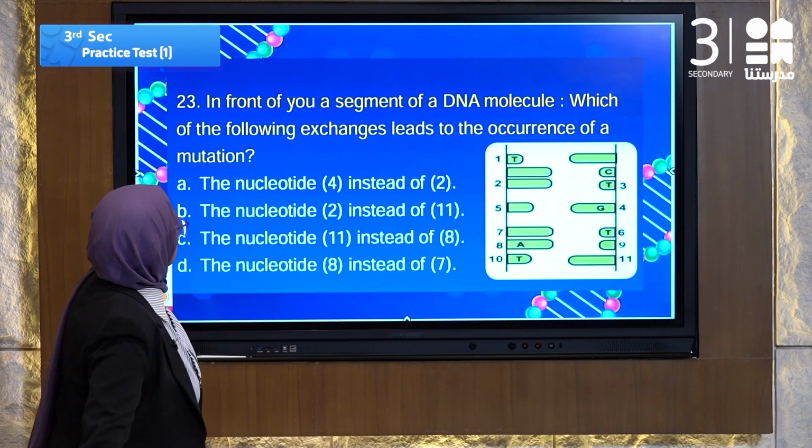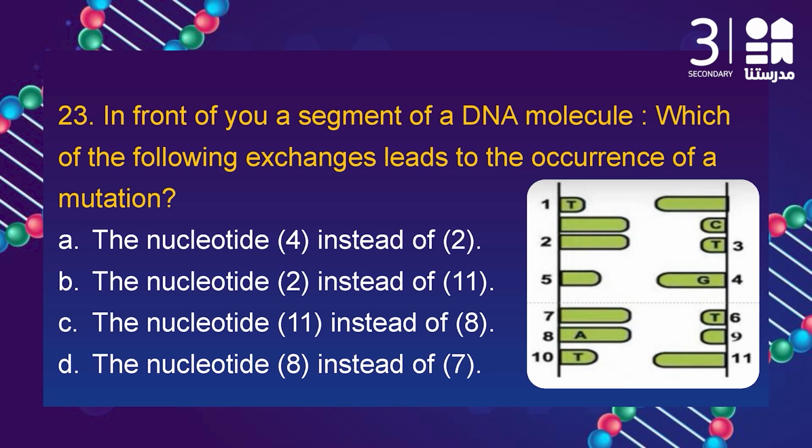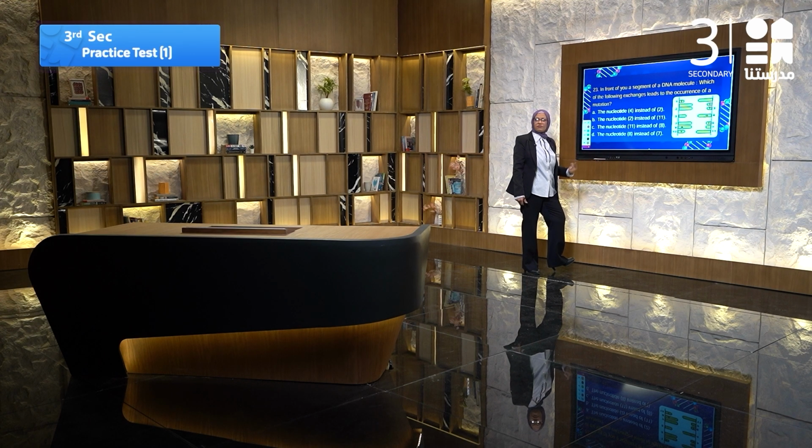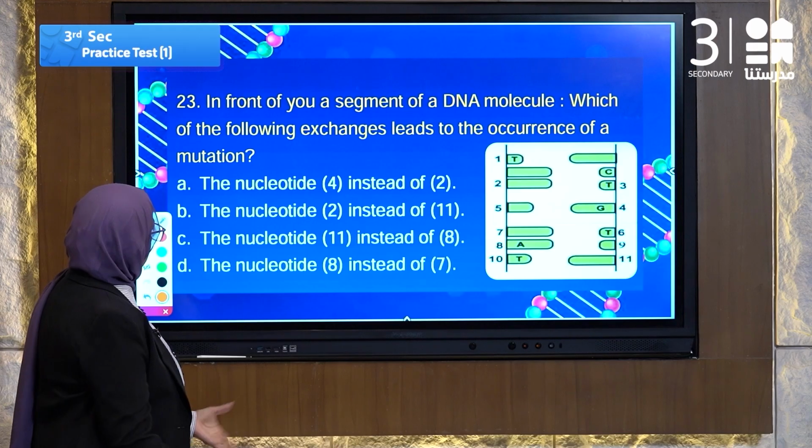Let's go to question 23. 23 is a segment of DNA. DNA is double stranded, not only one strand. Now let's go to the question. In front of you is a segment of a DNA molecule. Yes, we know there are segments of DNA. Which of the following exchanges leads to the occurrence of a mutation? Mutation is a difference from the parent to the offspring. Let's read.